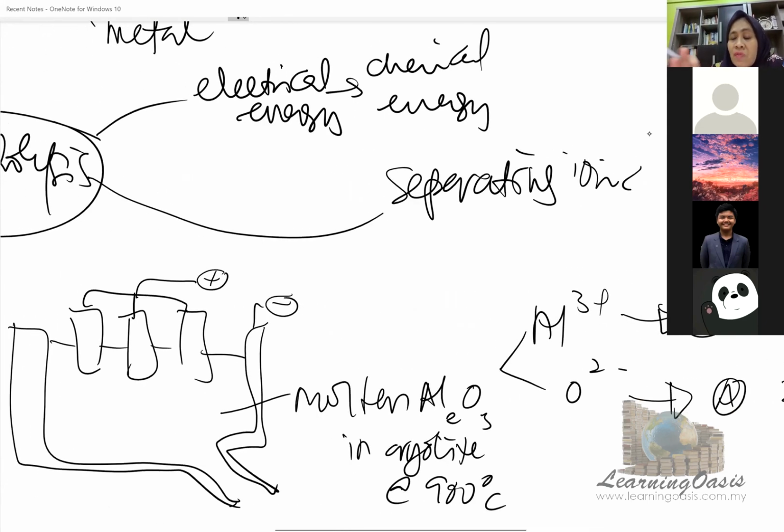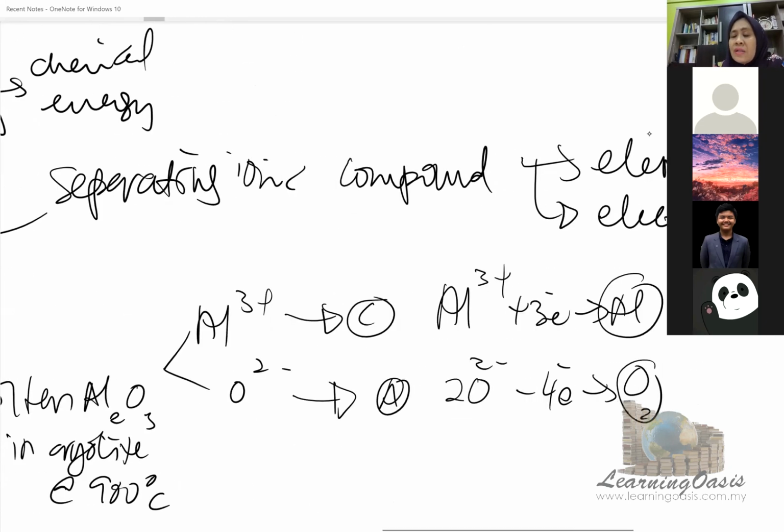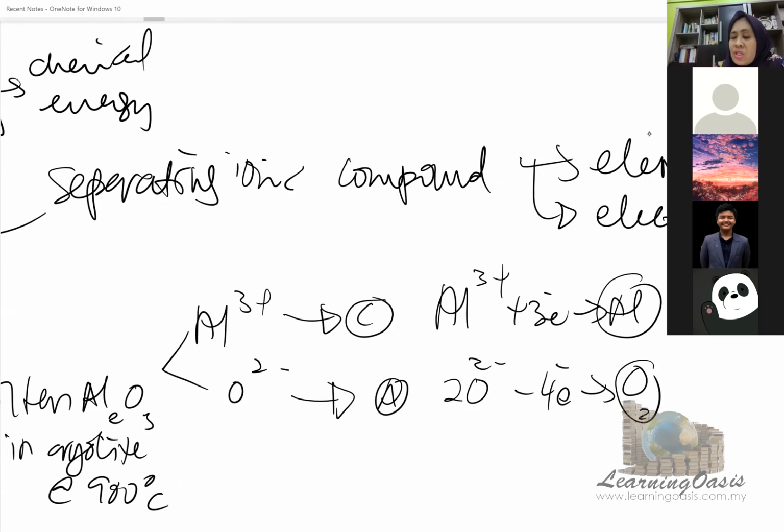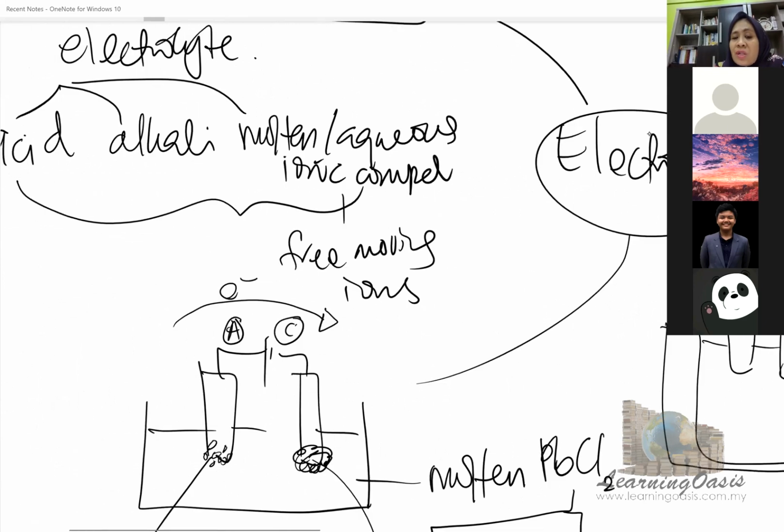If you understand this, it's easy for you to remember. Aluminium oxide, you get back aluminium and oxygen. Sodium chloride, you get back sodium and chlorine. So what is electrolysis? It's a separation method. Separating what? What kind of compound? Separating ionic compound into element, by means of what? Electricity. From now onwards, whenever you see the battery sign, you know you have to treat it as electrolysis.